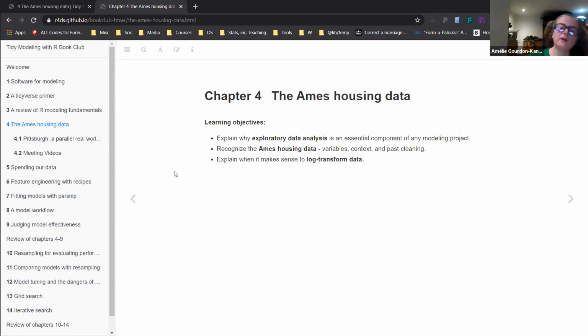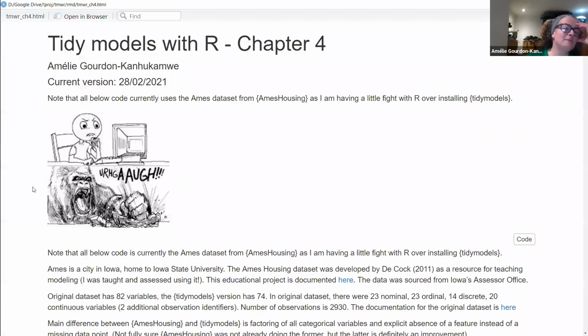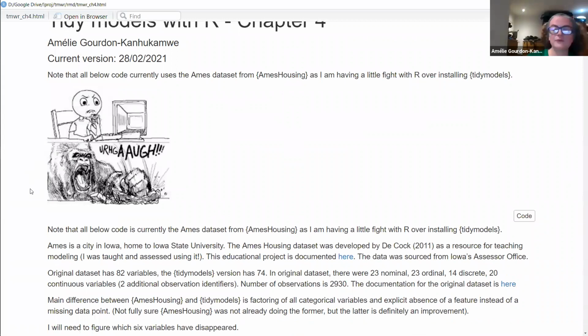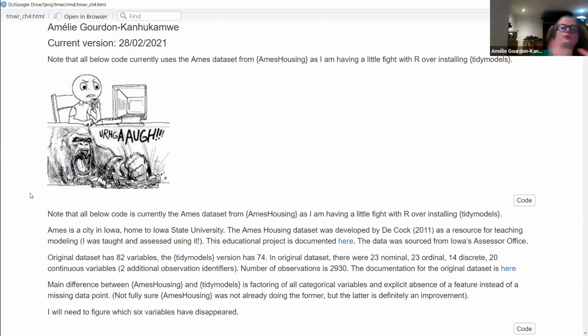So I'll start with the Ames housing data. I didn't walk through the book, but I've done a markdown file. So I couldn't actually install tidymodels. That was a really bad start. So I've been working with the original Ames housing data, which I did some work on in December. I'll give you the background of this one and then move on to the differences within the tidymodels version.